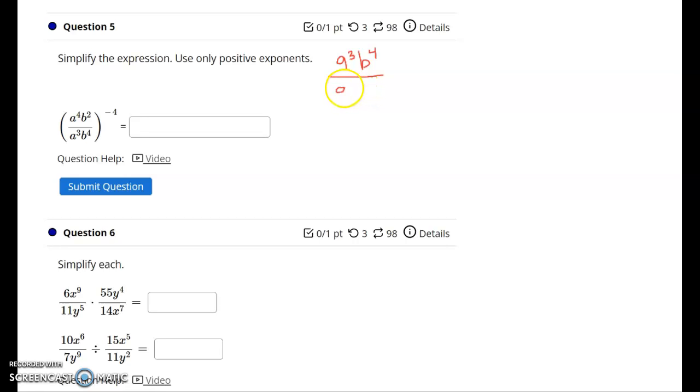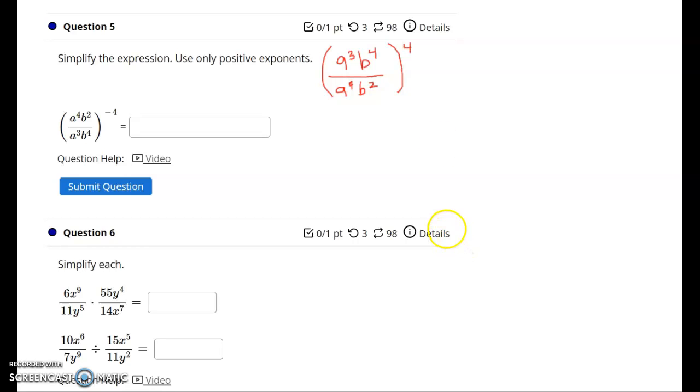And then a to the 4th, b squared is now on the bottom. And now instead of being to the negative fourth power, this will be to the positive fourth power.